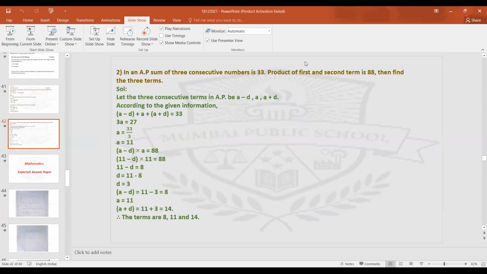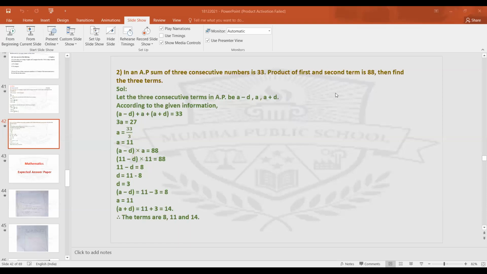The sum of three consecutive numbers is 33. The product of the first and the second term is 88. Then find the three terms. This question you want me to explain, na? Yes, Krishna. You want me to explain this question only, na beta? You can unmute. Yes, sir. Yes, question.